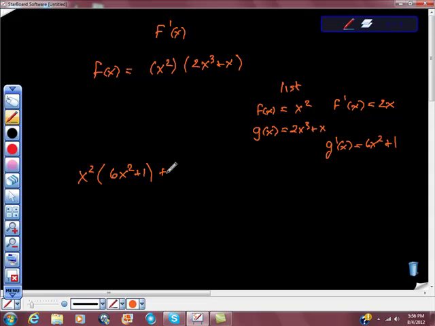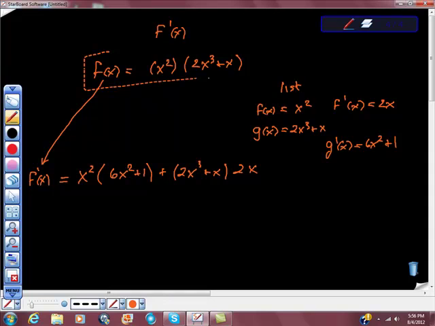Plus, this is me using the product rule, hopefully you have that in front of you, g of x times f prime at x. And g of x we said was 2x cubed plus x, and we wanted to multiply that by f prime at x, which is 2x. When I say f prime at x, I'm talking about the derivative of this big function here. So the derivative of this big function, f prime of x, is the derivative of that function up there.